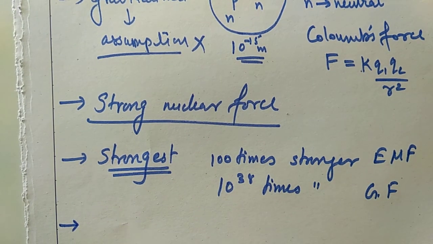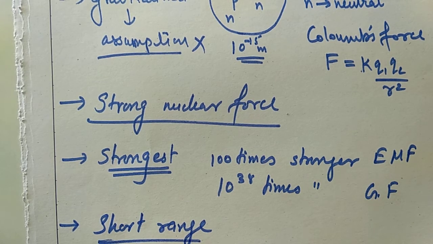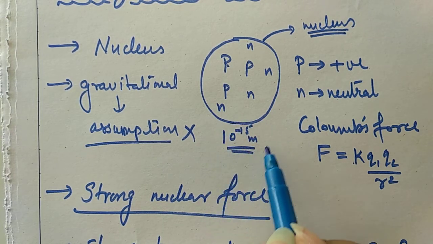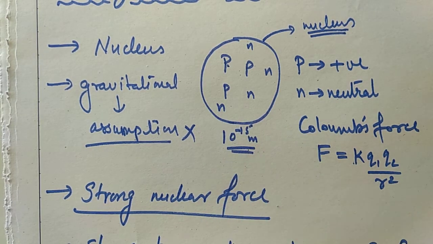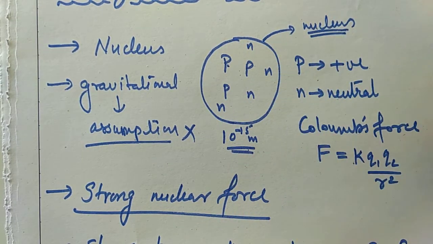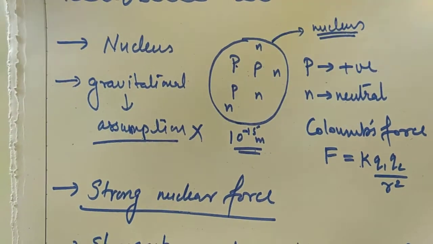If I talk about the range of the nuclear force, then it is very short. Gravitational force was a long range force, but strength wise it was very weak. This strong nuclear force is strongest among all the four fundamental forces, but its range is very short. It can act only within this distance, 10 raised to minus 15 meter. It can act within the nucleus only. It cannot act outside the nucleus.